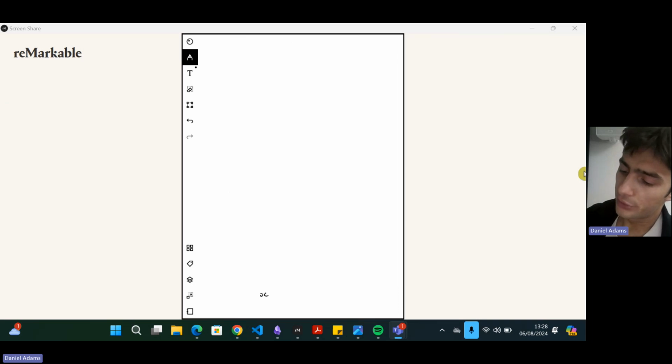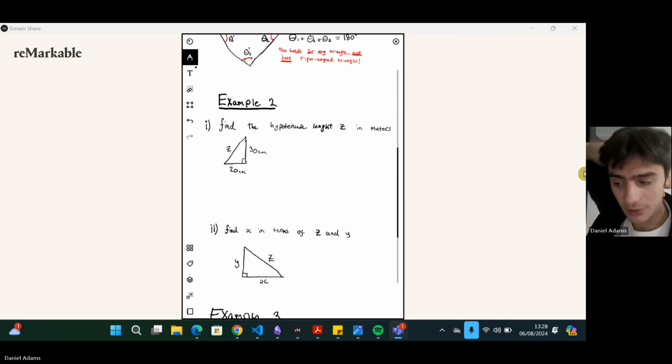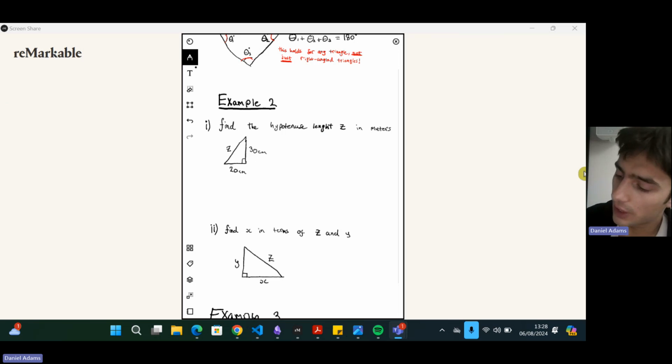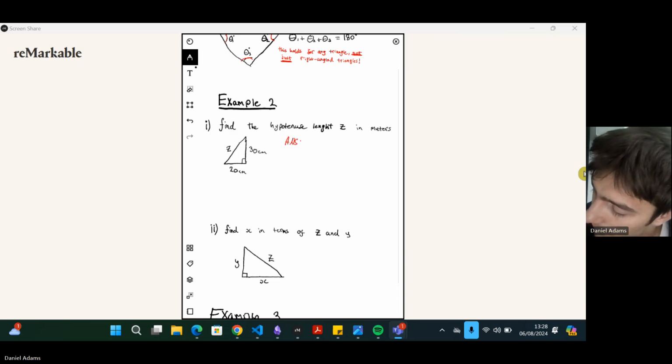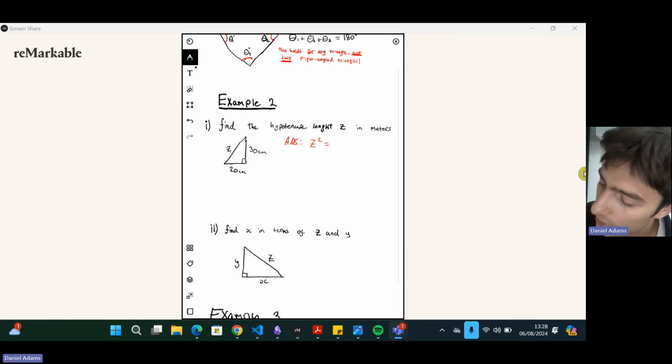So, example 2, part I. This asks to find the hypotenuse length Z in meters. How are we going to do that? Well, let's use the Pythagorean theorem. That says that Z, so this is going to be our answer, Z squared is equal to the sum of the squares of the other sides. So that's the sum of 30 squared and 20 squared.